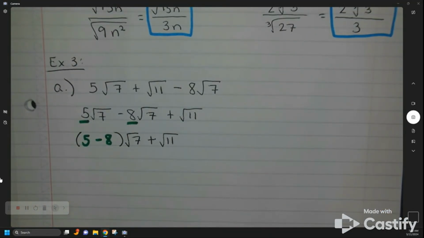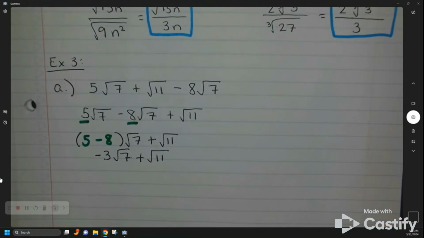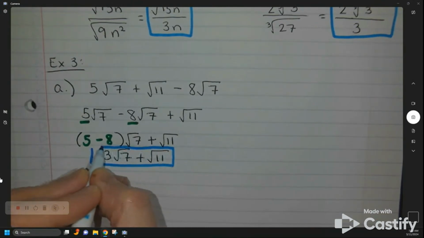5 minus 8 is negative 3. So we have negative 3 times the square root of 7 plus the square root of 11 that we never did use up to that point. That's our final answer, because we're just simplifying, right?